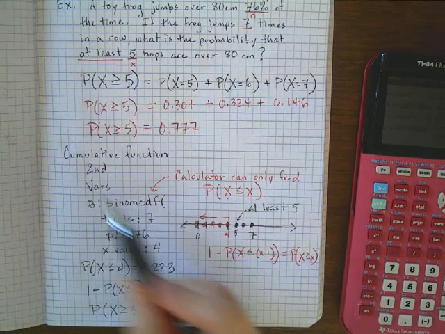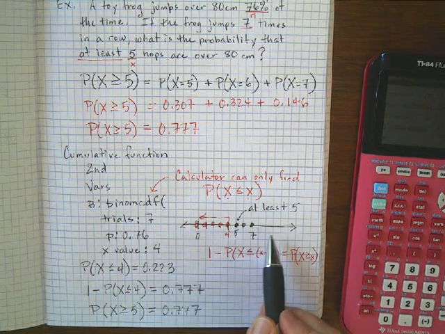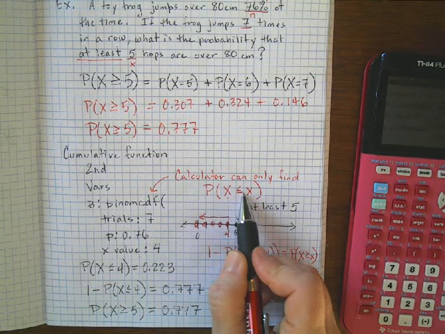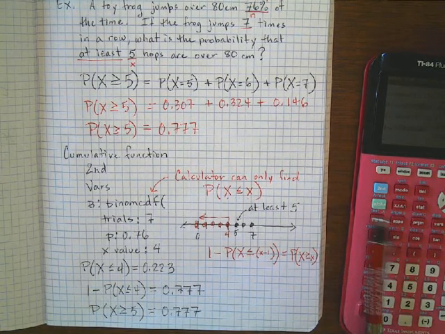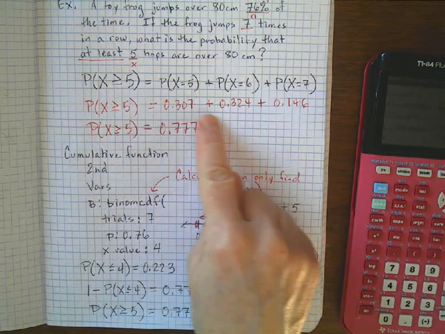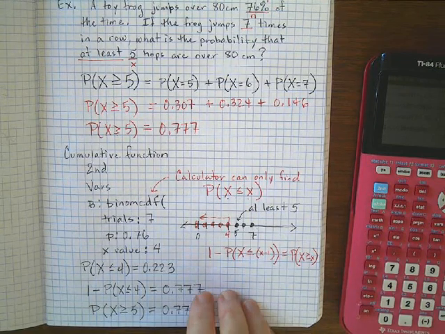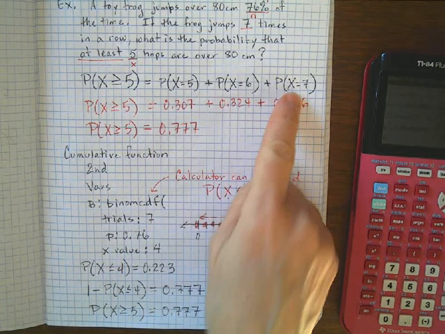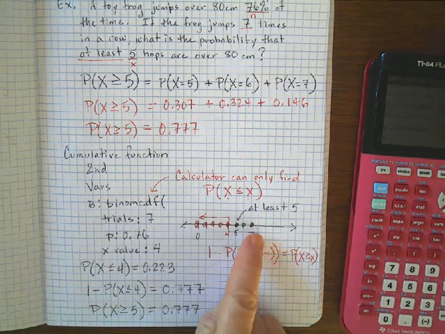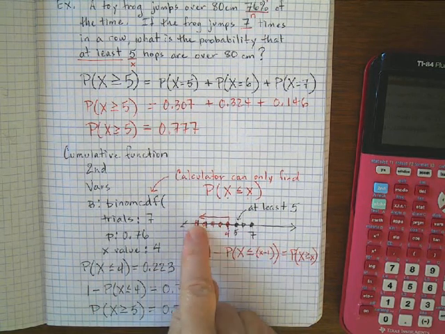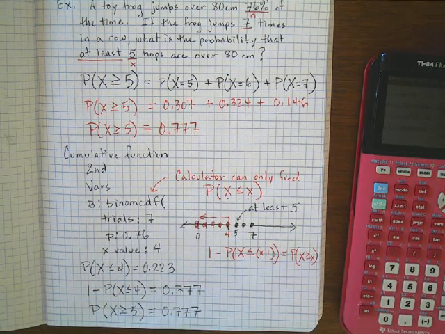Maybe set up a number line to try and figure out where your dividing point is, because remember, the calculator can only do less than or equal to. All right? So when in doubt, just set it up with the individual probabilities and add them together. But if it ends up being a lot of individual probabilities, you really do want to try and figure out where your dividing point is, what the calculator is going to give you, and how you can use subtraction to get the answer that you want. All right, good luck.